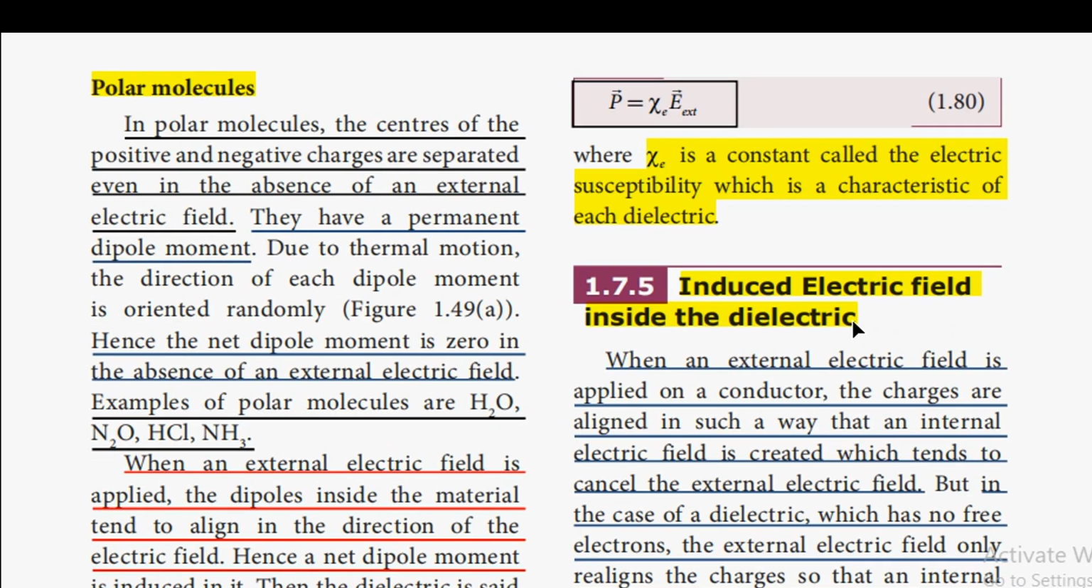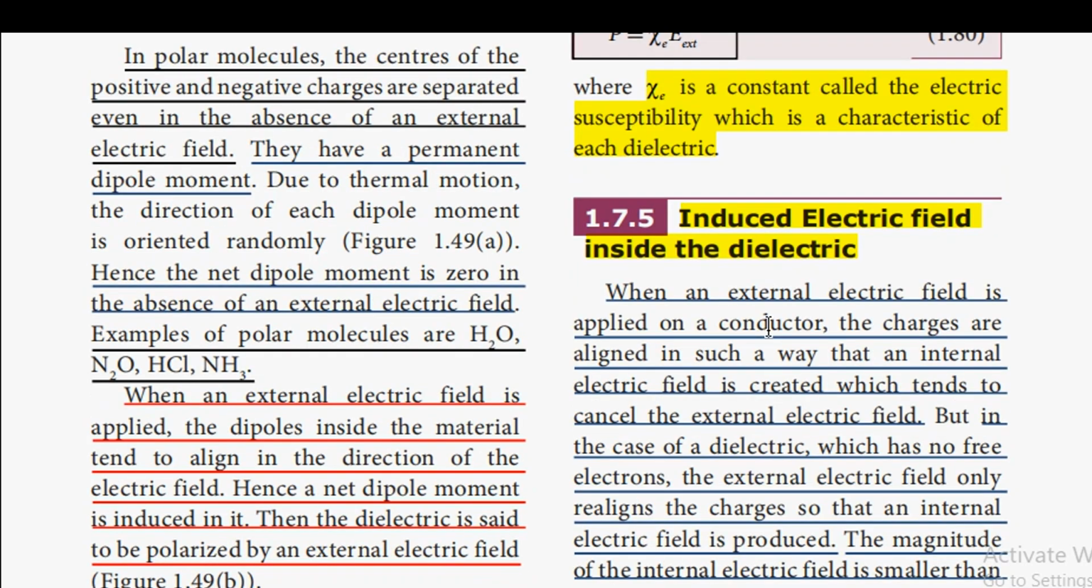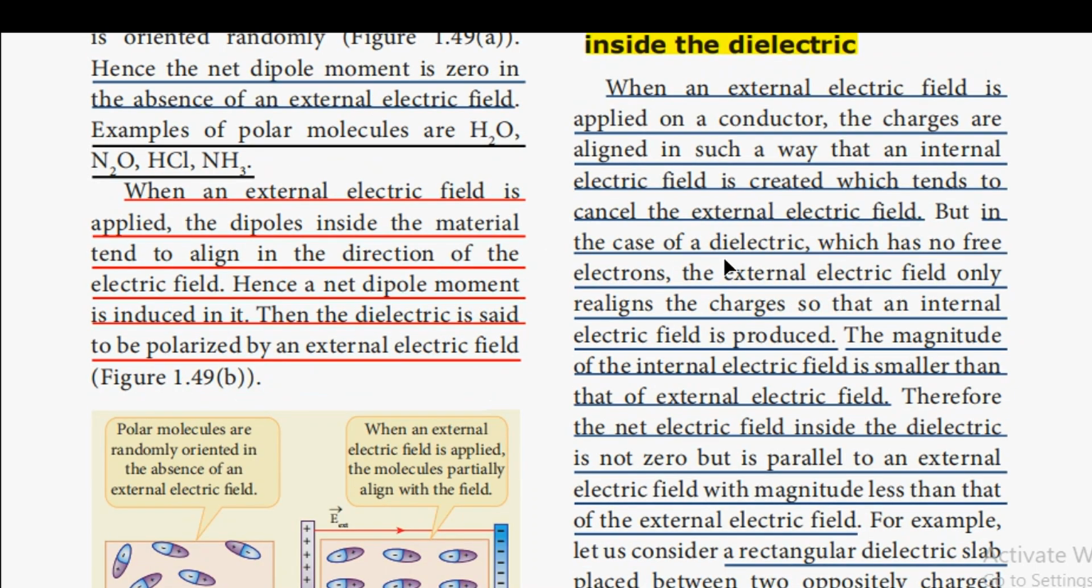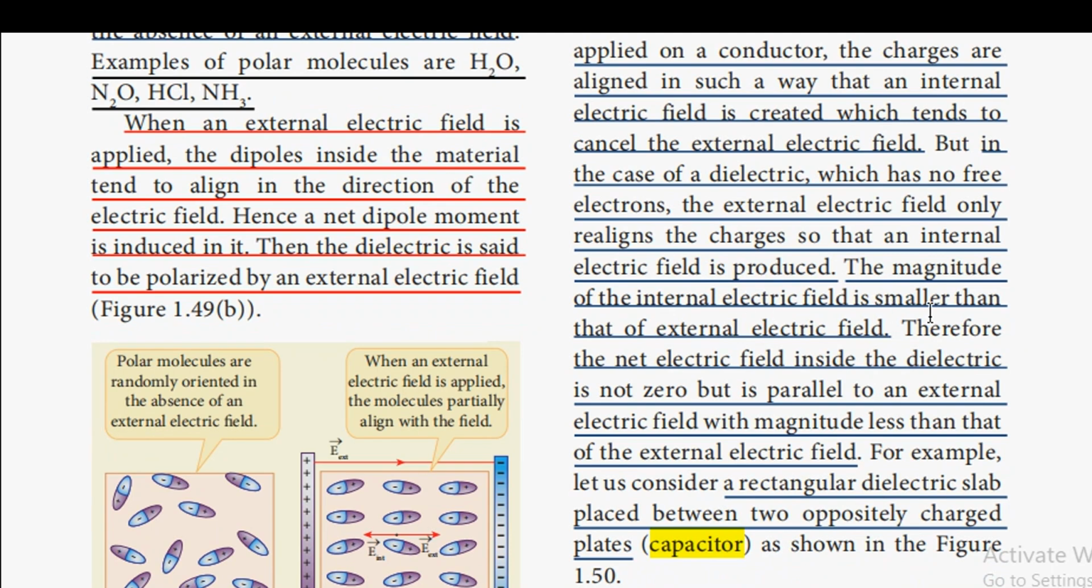Next, we are going to study about induced electric field inside the dielectric. When an external electric field is applied on a conductor, the charges are aligned in such a way that an internal electric field is created, which tends to cancel the external electric field. But in the case of a dielectric, which has no free electrons, the external electric field only realigns the charges so that an internal electric field is produced. The magnitude of the internal electric field is smaller than that of an external electric field. Therefore, the net electric field inside the dielectric is not zero, but is parallel to an external electric field with magnitude less than that of the external electric field.